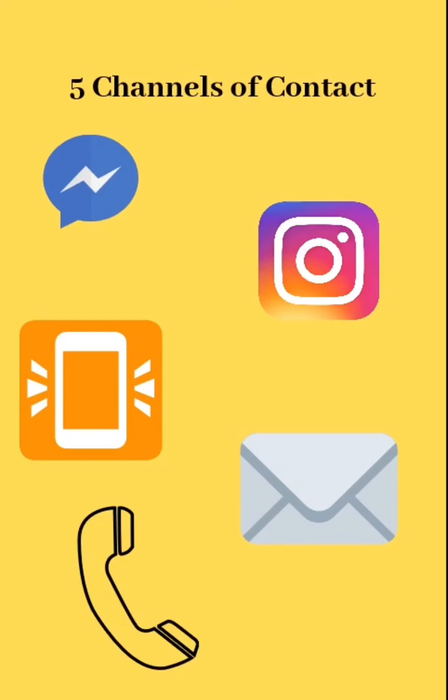Next, you're going to do the 5 channels of contact. You're going to reach out to businesses 10 times per channel. So 10 Facebook messages, 10 Instagram direct messages, 10 text messages, 10 emails, and 10 phone calls per day. At the end of the week, that's 250 times that you've reached out to businesses. Out of 250 businesses, there's no way that you're not going to get at least 5 to 10 businesses contacting you. Now, it may not be this week, but it's going to be within the next couple of weeks. They're going to start reaching out to you.